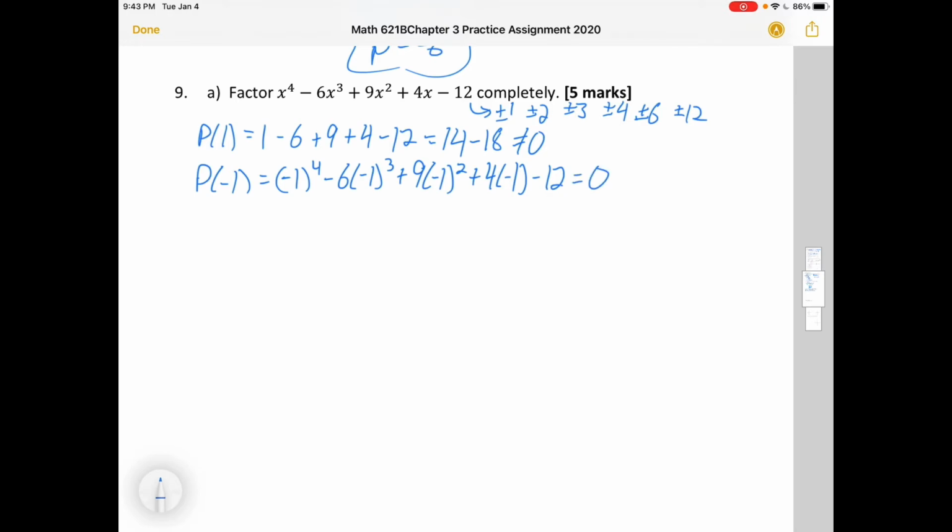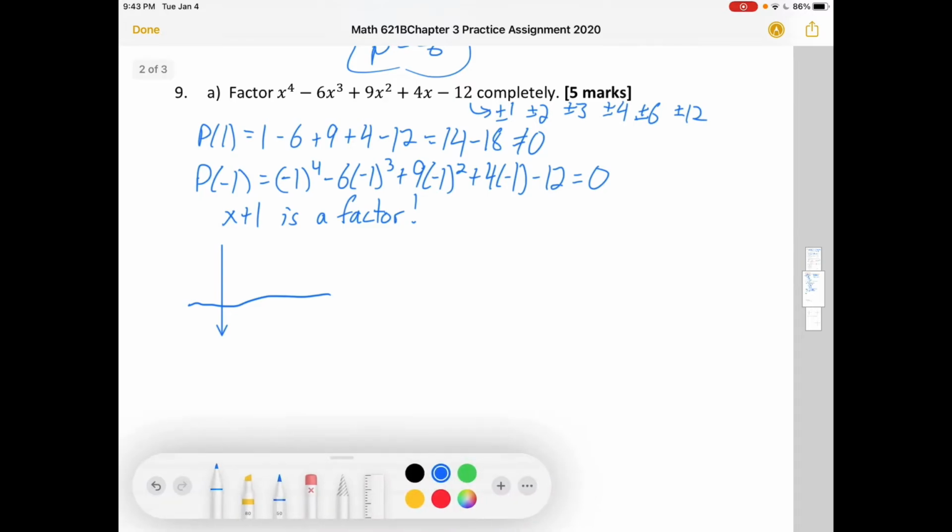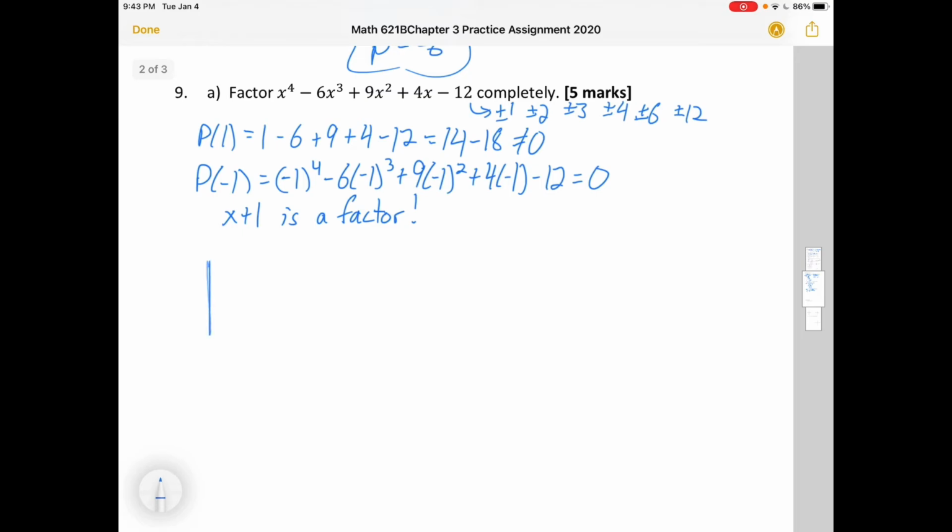And once we figure that out, then we want to divide. What we found here is that x plus 1 is a factor. And I'll always write that so I'm clear. What have I found? And once we've found that factor, we're going to divide. I don't know why I'm getting this arrow here. There we go. And I'm going to do it synthetically. Wow, amazing. The iPad will straighten out that curvy line. Here we go. Coefficients 1, negative 6, 9, 4, negative 12.